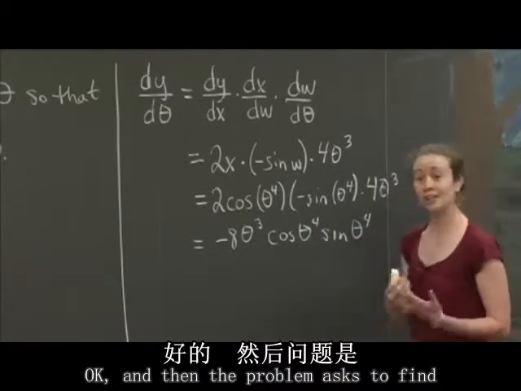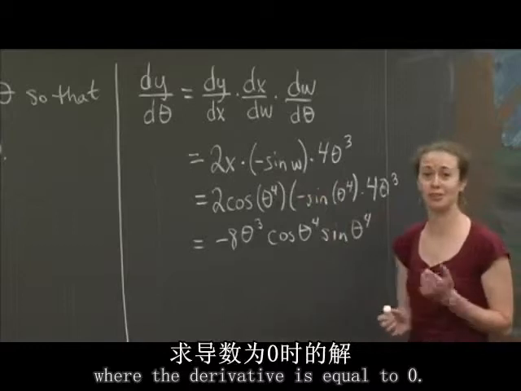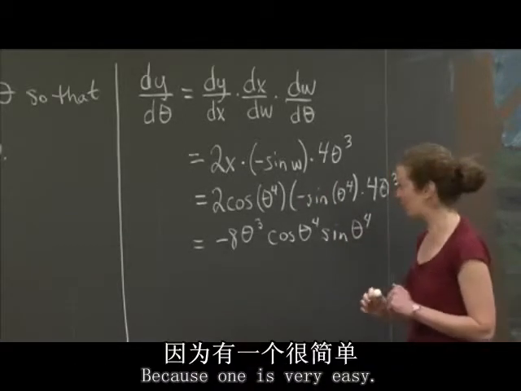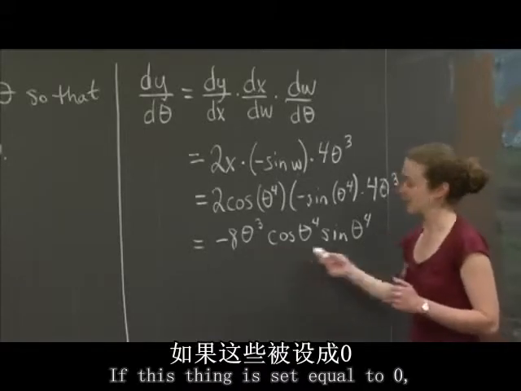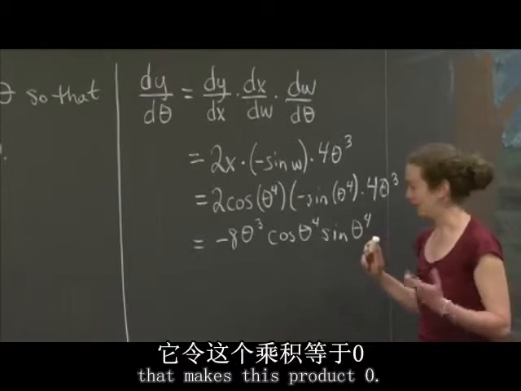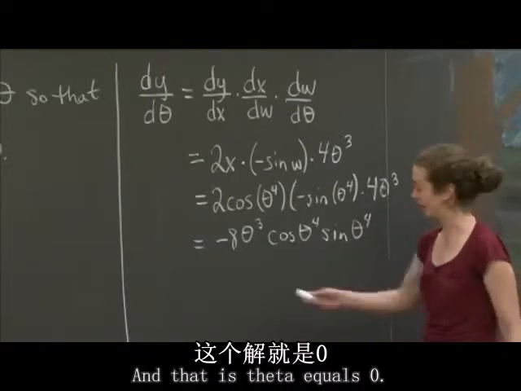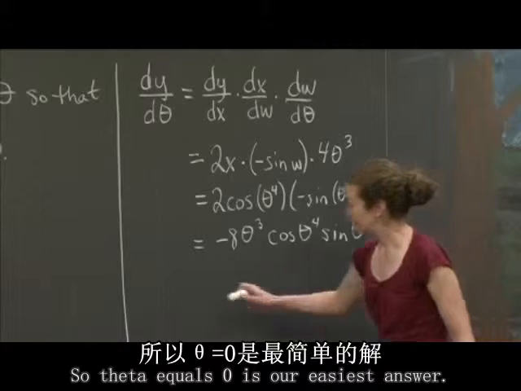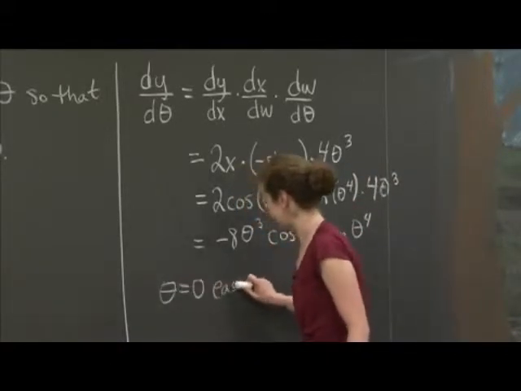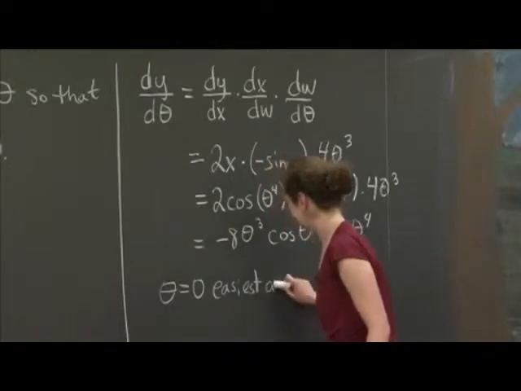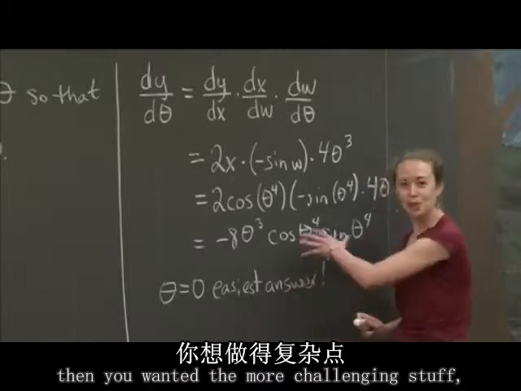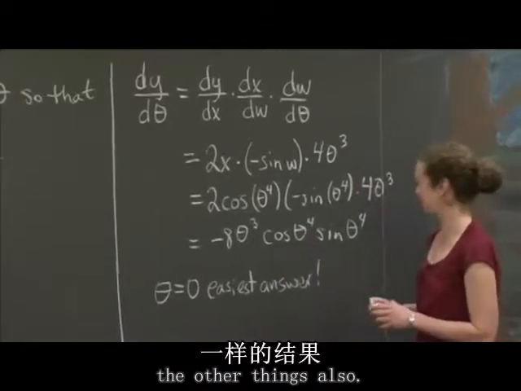Okay, and then the problem asked to find where the derivative is equal to 0. Find 2 values. Now why did I ask you to find 2 values? Because 1 is very easy. If this thing is set equal to 0, one value should stand out right away for theta that makes this product 0, and that is theta equals 0. So theta equals 0 is our easiest answer. Okay. So if you didn't do that, then you wanted the more challenging stuff. You could have done the other things also.